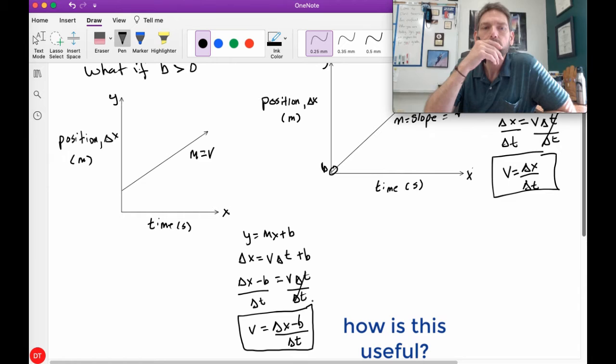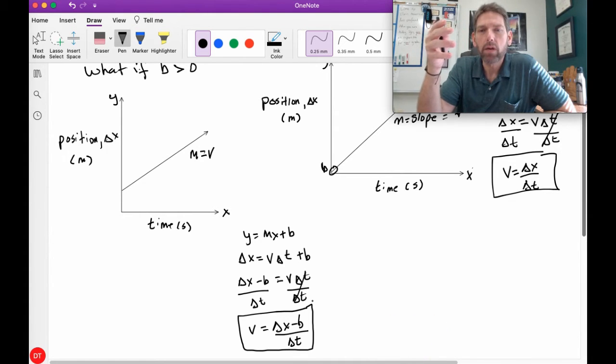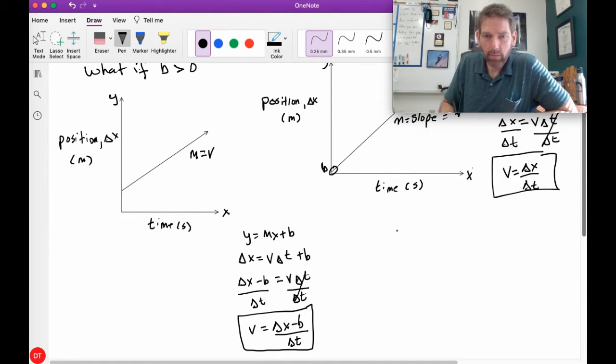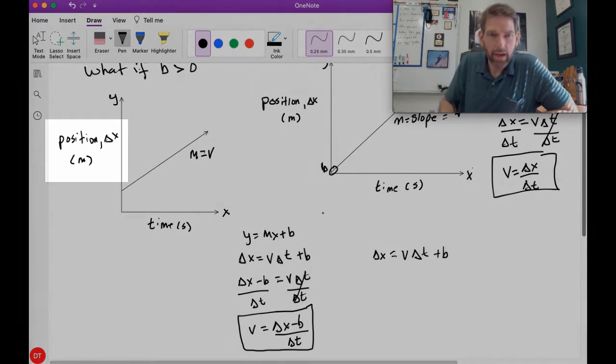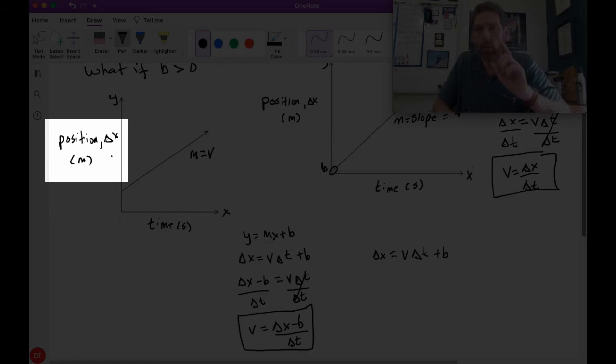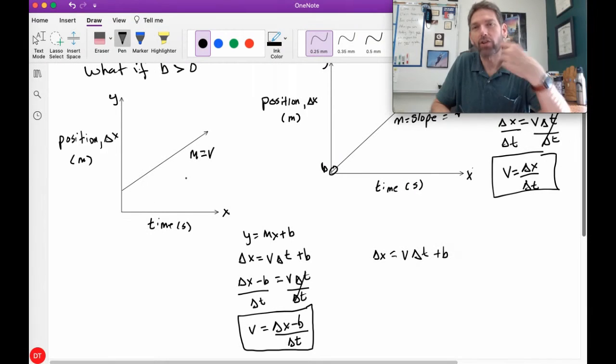Okay. So let's think about this. B and x, what do they kind of refer to? Well, let's think about this for a second. Let's go back to this part right here. We've got delta x equals v delta t plus b. All right, so the delta x, that is the y variable, which is the position. So a change in position.